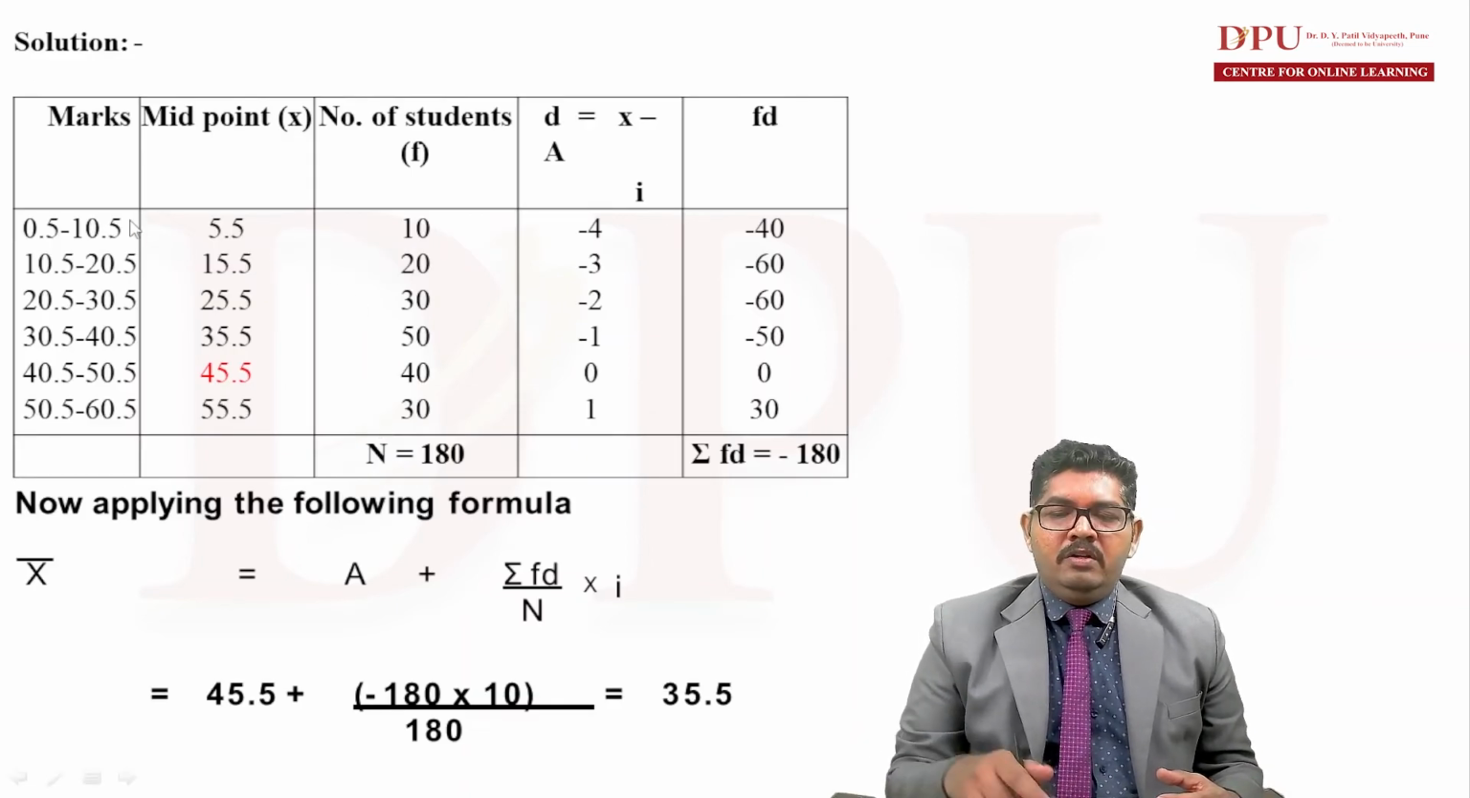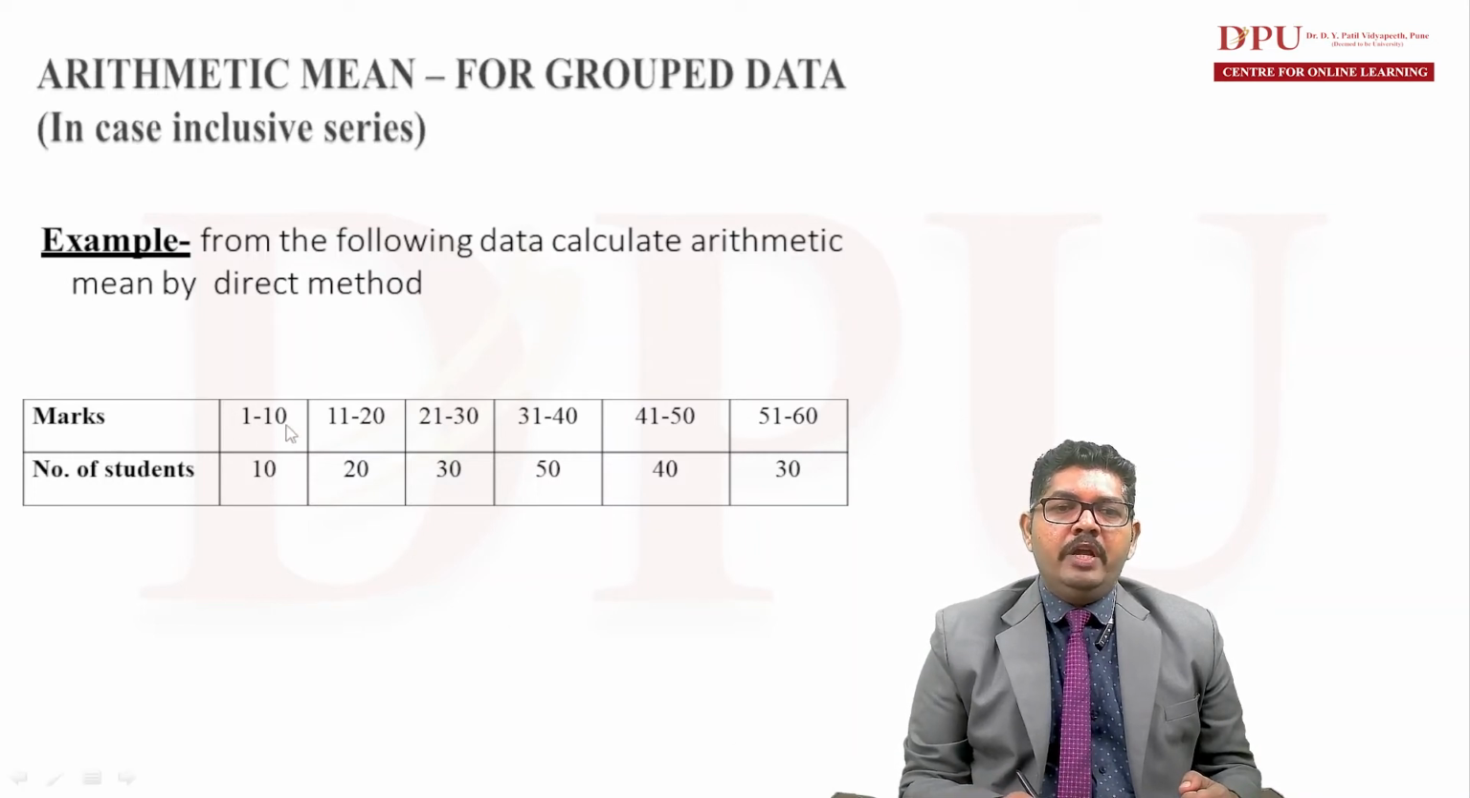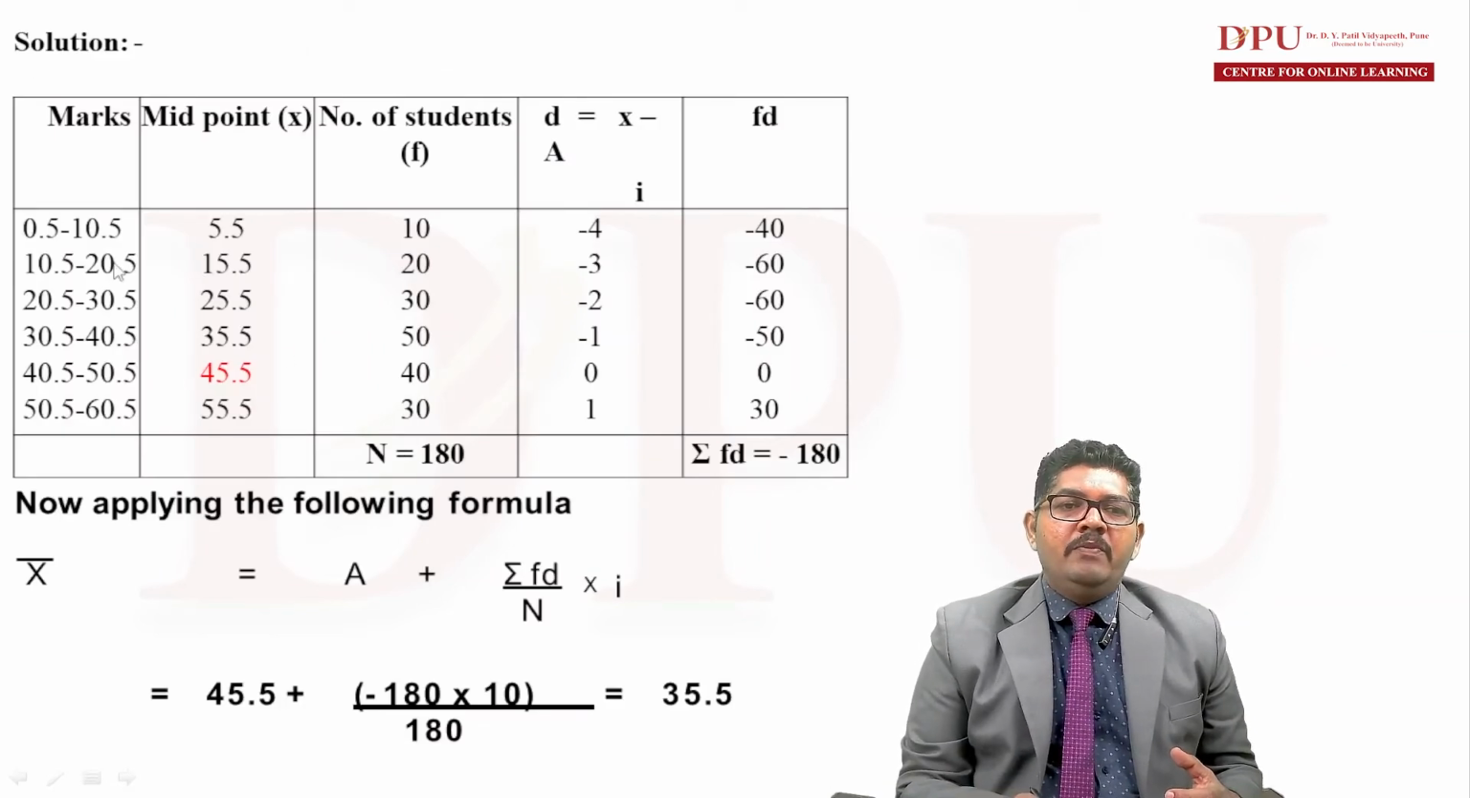We convert the class limits into class boundaries. We have already studied in unit 1 how to convert class limits into class boundaries. These are class limits, 1 to 10, inclusive type of classes. We have to convert them into exclusive type of classes called class boundaries. There is a difference of 1 between 10 and 11, and we distribute that difference between the lower limit and upper limit. So 1 minus 0.5 and 10 plus 0.5. So 0.5 to 10.5, and so on.